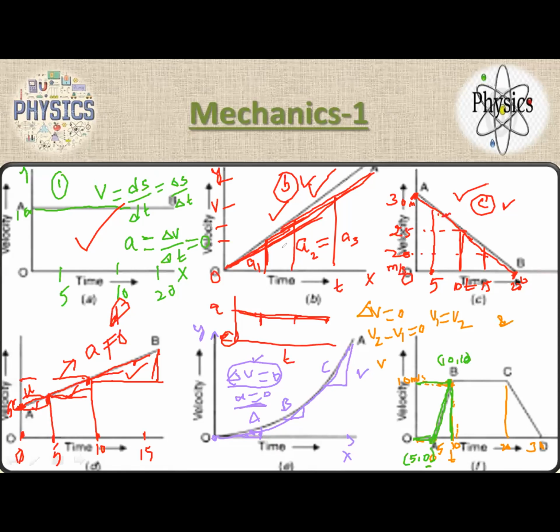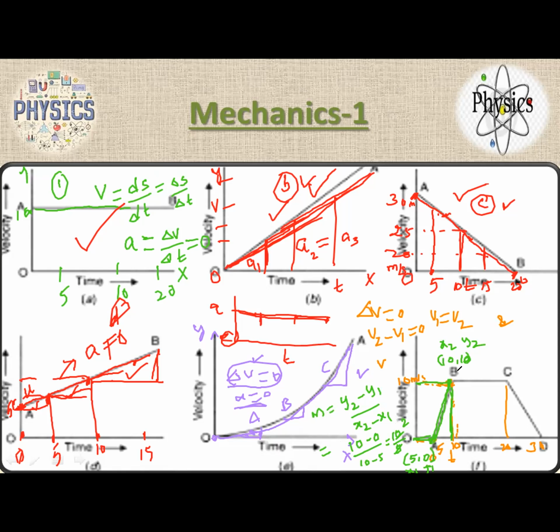So to calculate the slope, m is equal to y2 minus y1 by x2 minus x1. Here this is x1, y1, and here x2, y2. So y2 minus y1, the difference in y coordinates: 10 minus 0, 10, by x2 minus x1, 10 minus 5. So 10 by 5, so 2. Slope is 2. Is it clear, Pranav?